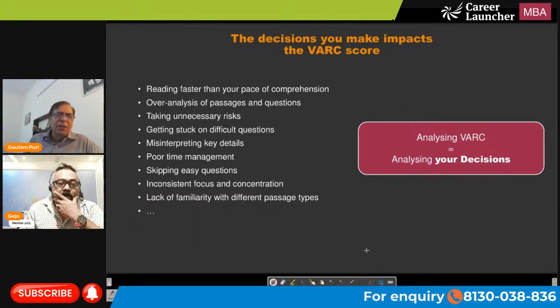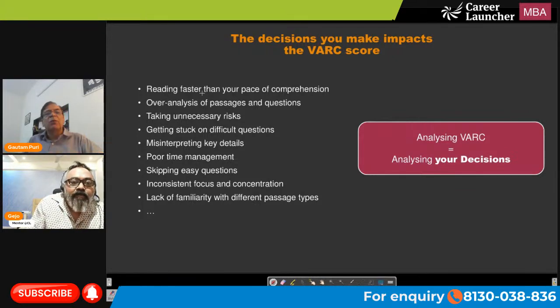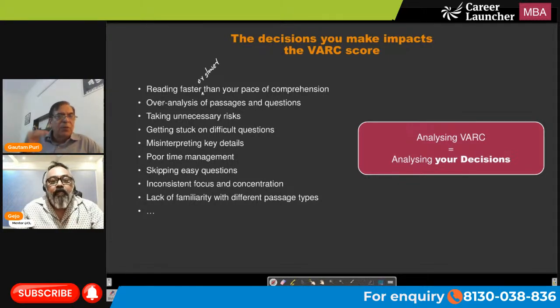Guys and girls, please note this down. Take a screenshot if you want. These are the decisions you take in the paper, and when you're analyzing the mock, this is what you need to check. Which of these work for you? These are process oriented. You need to see which of these are correctly implemented by you, and which are the ones where you made a mistake. For example, getting stuck on difficult questions. If this has happened with me in 5 questions, I have wasted maybe 12 to 15 minutes. That is the time wastage.